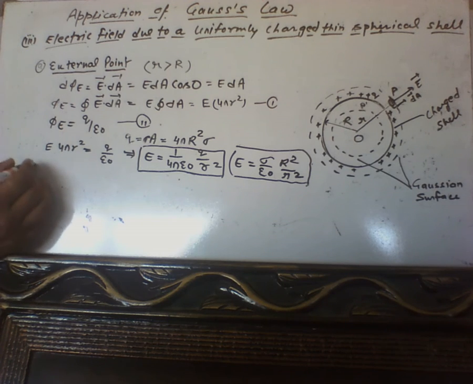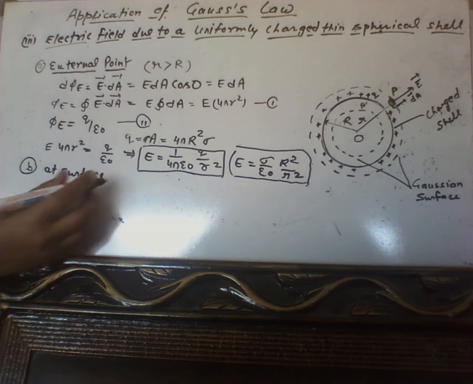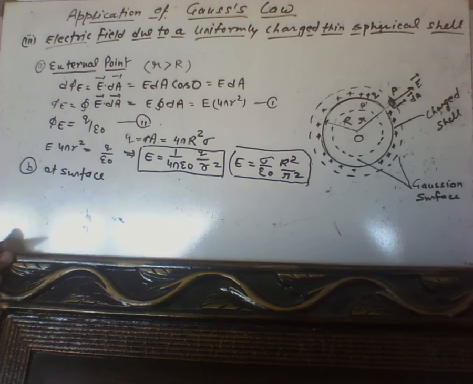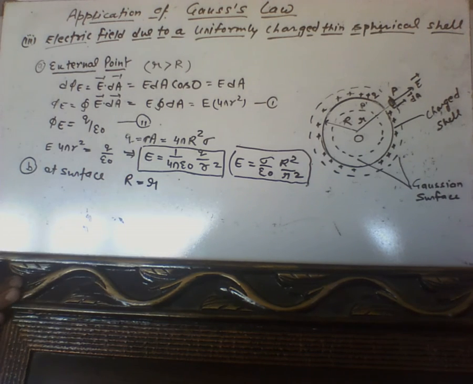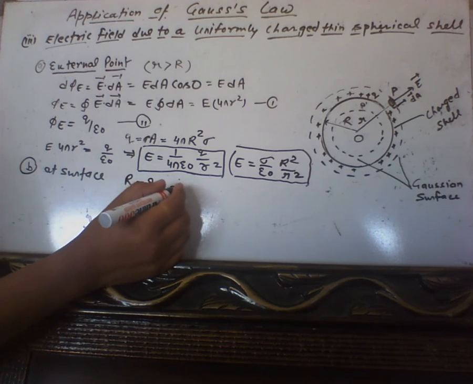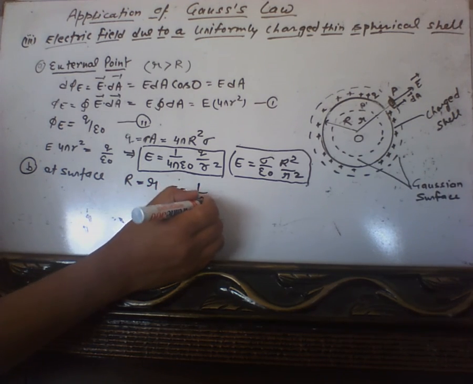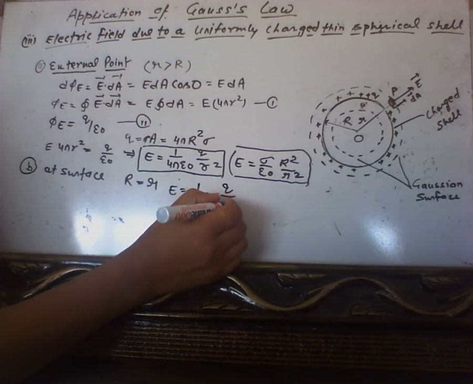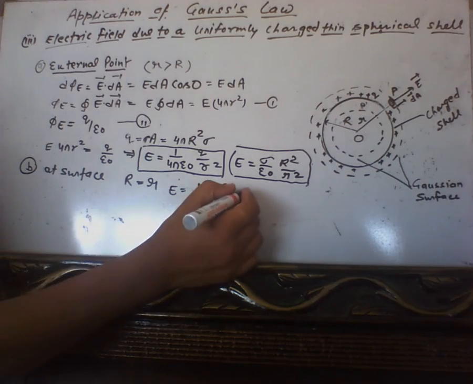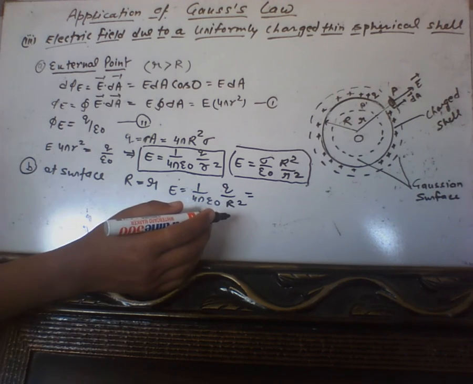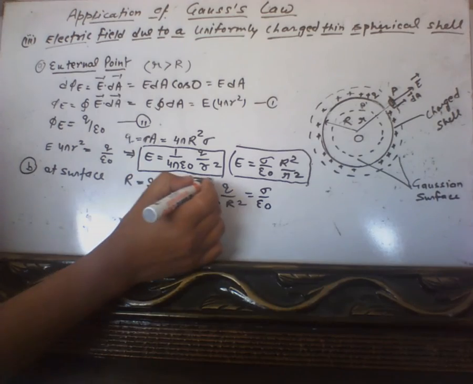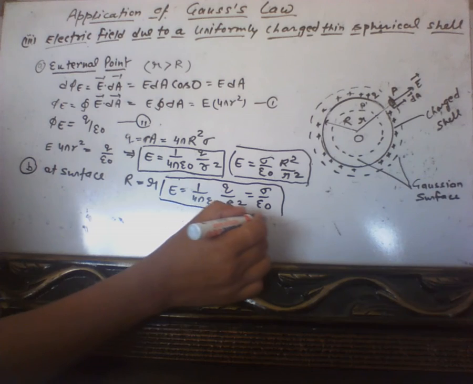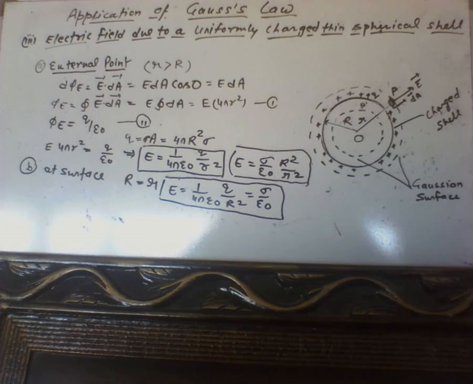For a point which is at the surface of the sphere, capital R will be equal to small r, and the formula will reduce to E is equal to 1 upon 4 pi epsilon naught q upon capital R square, or sigma upon epsilon naught. So this is the formula for electric field intensity at the surface of a sphere.